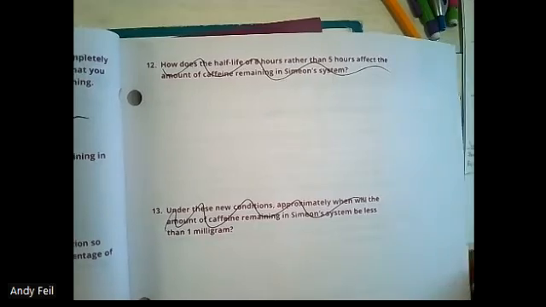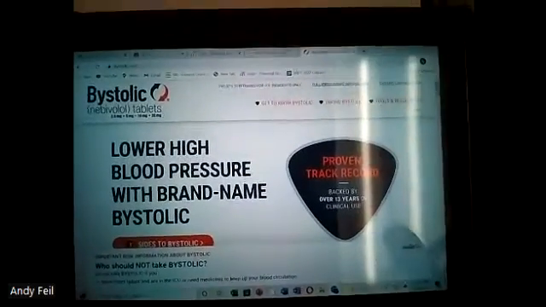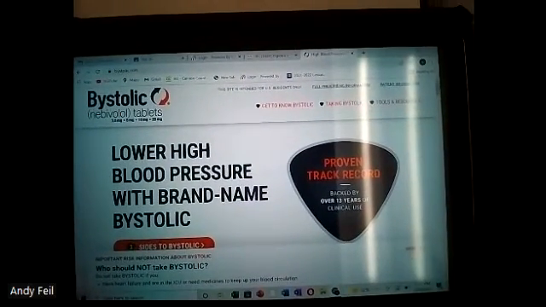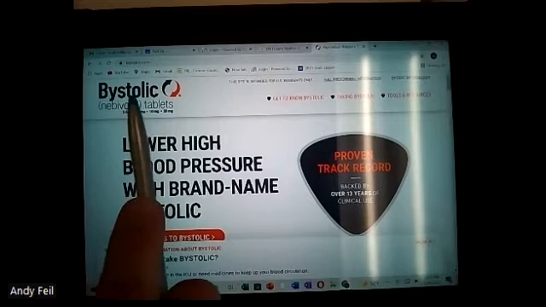Do you guys know what I did in my former life before I became a teacher? Like a sales guy. I was a sales guy. This is one of the products I sold. I sold all kinds of products, but this is one of them. It's called Bystolic, and Bystolic is a blood pressure medication. I would go around to the doctors and convince them that prescribing Bystolic was a wonderful idea, okay?